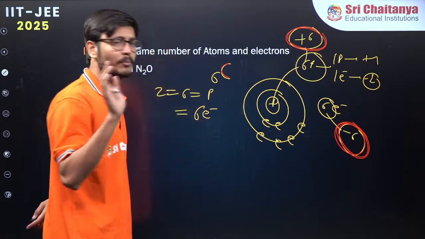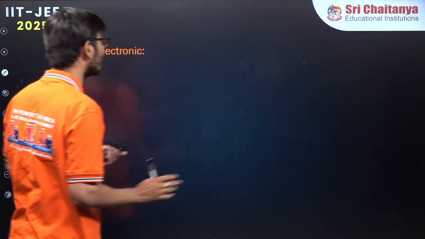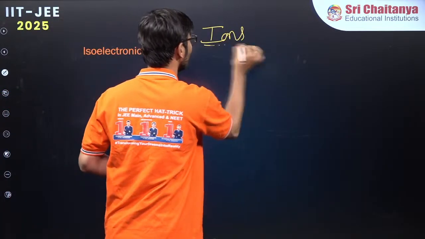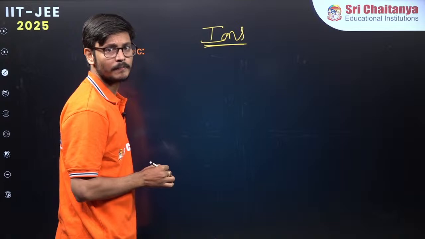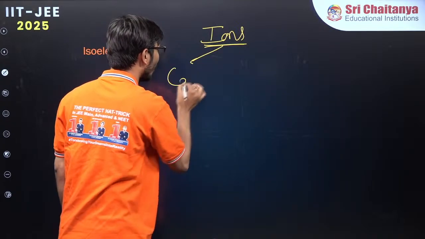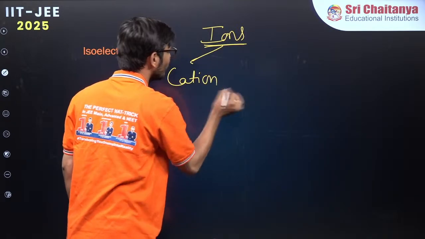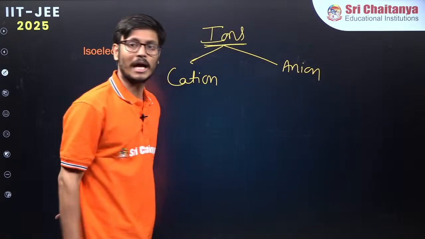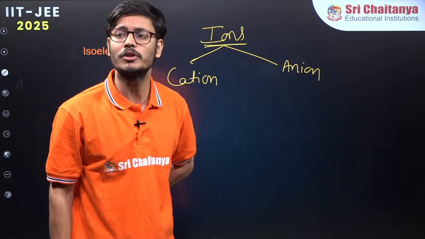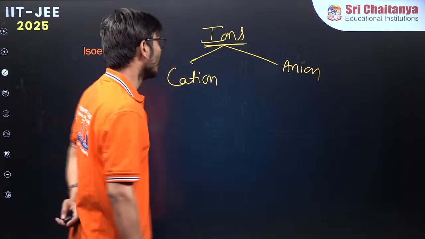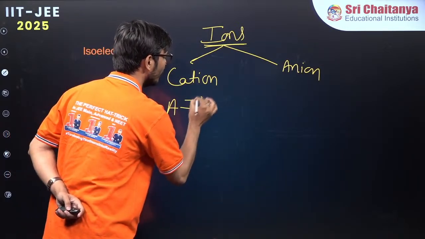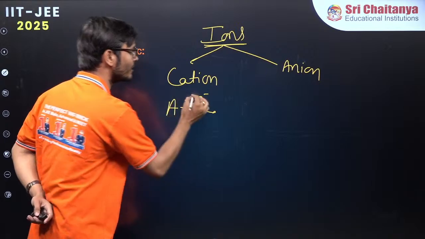So proton will be equal to electron if it is a neutral atom. Remember, if it is a neutral atom. Now, let us come to the ions. If I talk about ions, what does it mean? So ions are of two types. One is called as cation and one is called as anion. Right? Now, cation is something which loses electron, right?